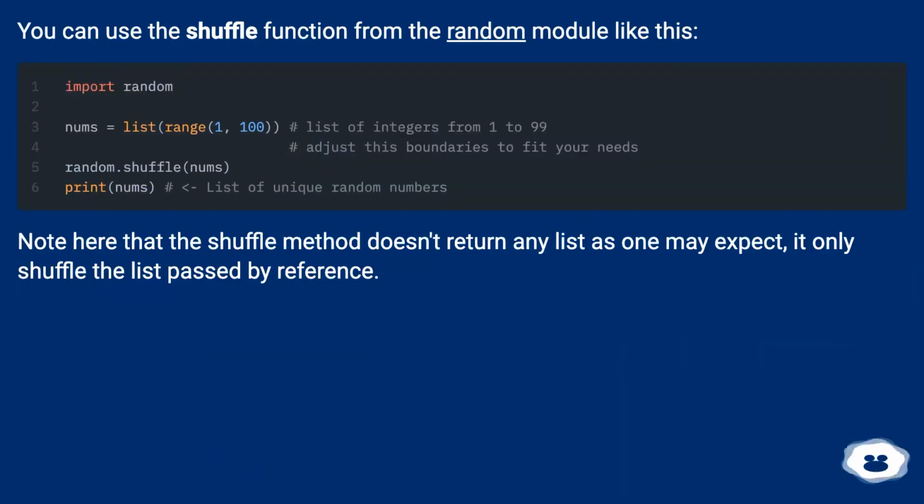You can use the shuffle function from the random module like this. Note here that the shuffle method doesn't return any list, as one may expect; it only shuffles the list passed by reference.